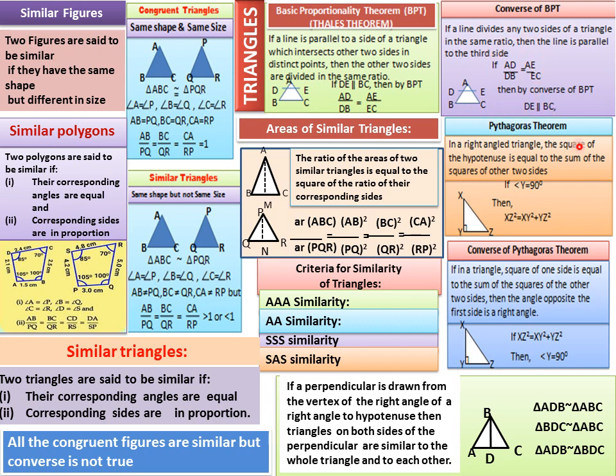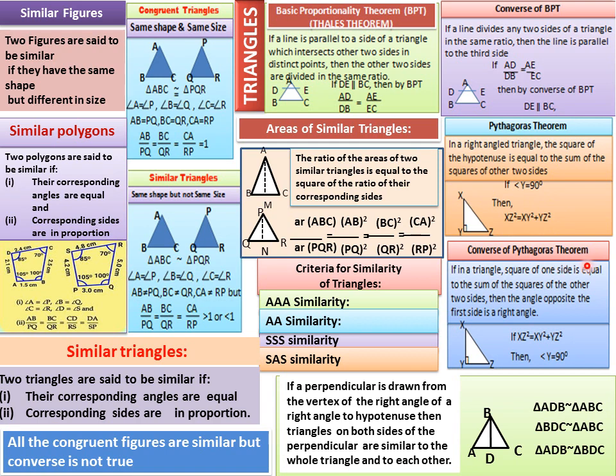Then Pythagoras theorem, which we are already familiar with. In a right angle triangle, here given triangle XYZ, where angle Y is equal to 90 degrees and XZ is the hypotenuse. So if angle Y is equal to 90 degrees, then XZ square, the square of the hypotenuse, is equal to the sum of the squares of the other two sides, that is XZ square equals XY square plus YZ square. So this is the Pythagoras theorem.